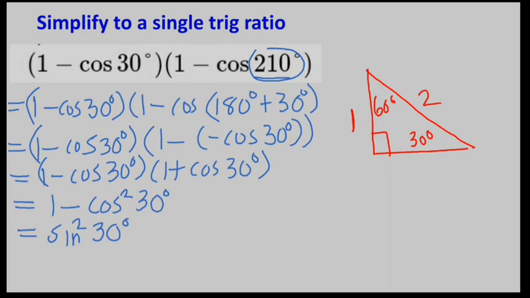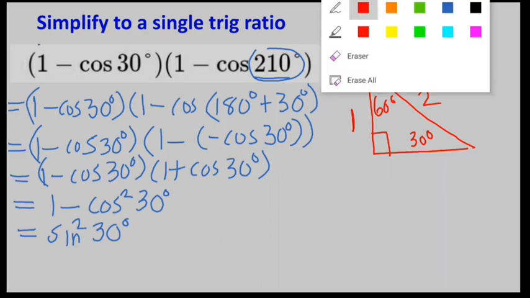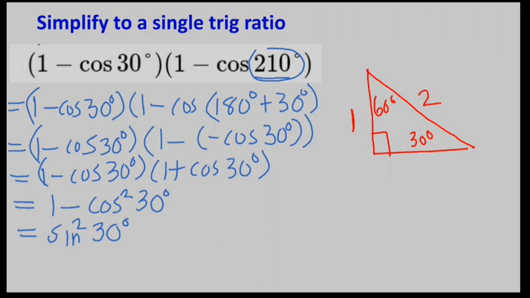Then I can actually work out what cos 30 is or sine 60 is. So sine of 30 is going to be a half. So this becomes a half squared. This becomes a quarter. Okay, so that is how you can simplify this expression using the idea of reduction formula. Remember also the idea of special angles comes in handy when you're simplifying these problems.